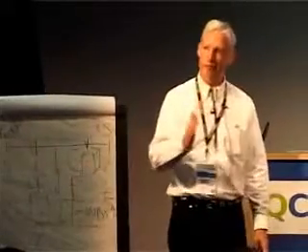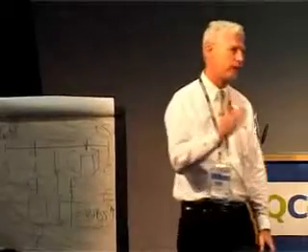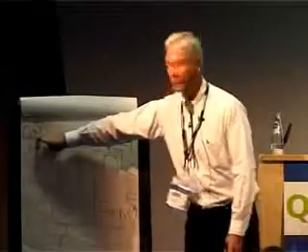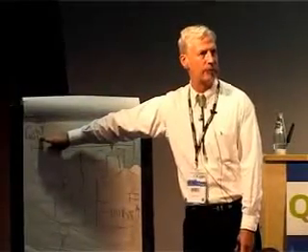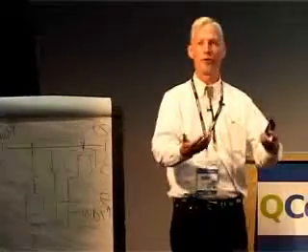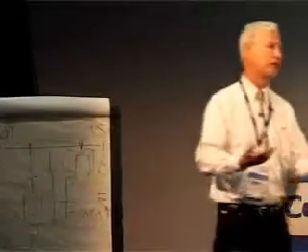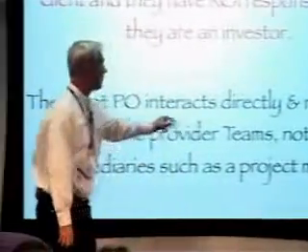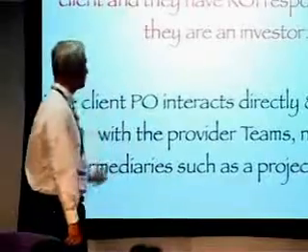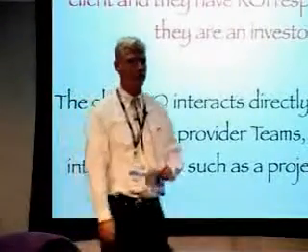So Scrum cuts the Gordian knot. It addresses the root cause problem by saying there is no project manager when you adopt Scrum. There's a new role called product owner, and the product owner is always the person over here from business who is saying more, more, more. So in Scrum, the product owner is the business person, they're the investor, and they interact directly and regularly with the teams, not via some intermediary such as a project manager.